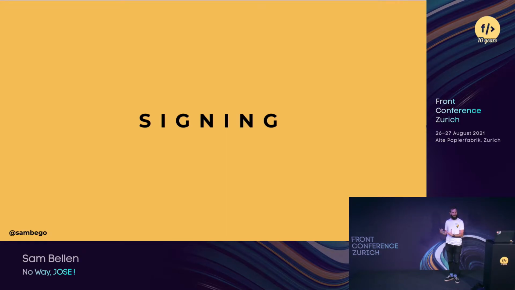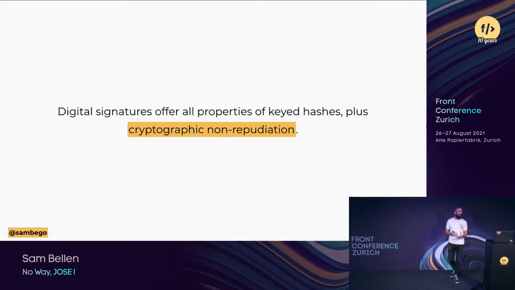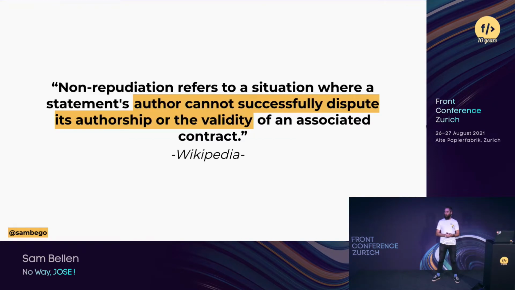Let's move on to the next step in cryptography, signing. And digital signatures offer all properties of keyed hashes, so everything that a keyed hash can do, validating the authenticity of the hash, a signature can also do. Plus, it has something that is called cryptographic non-repudiation, which are very, very fancy words. And if you look it up in Wikipedia, you get other fancy words.